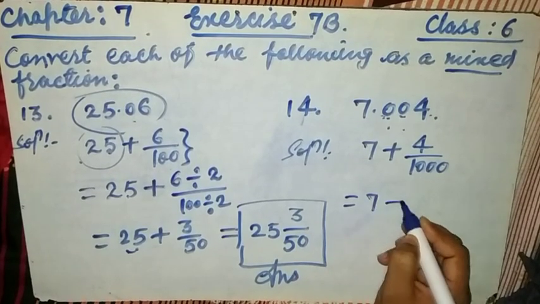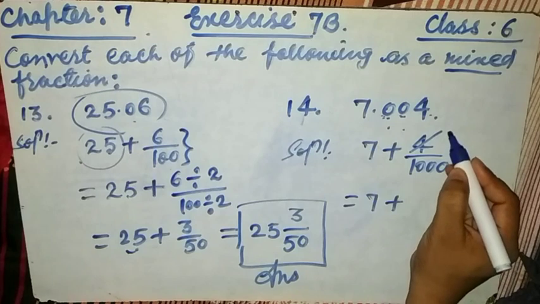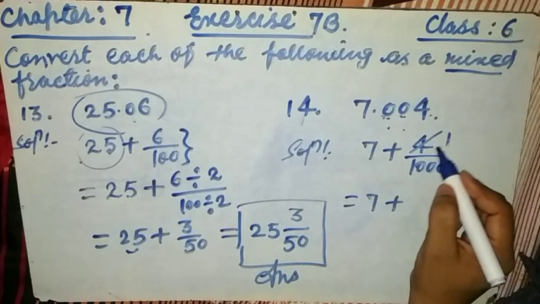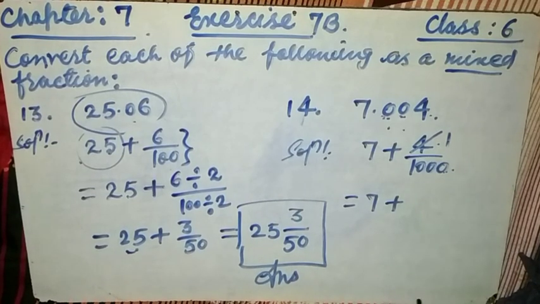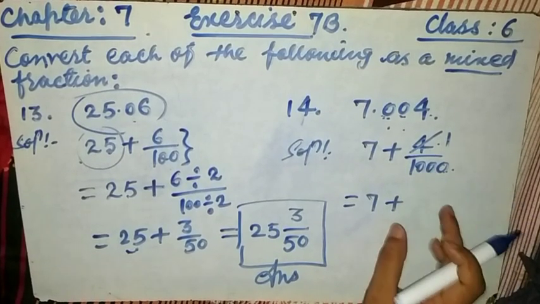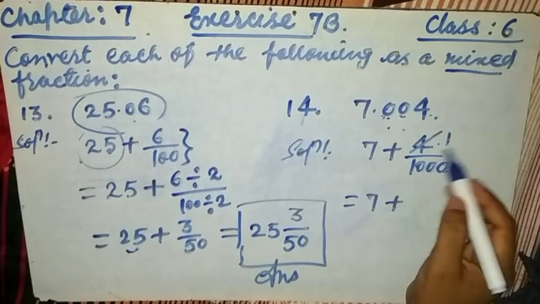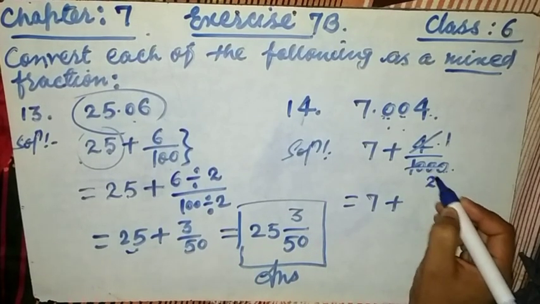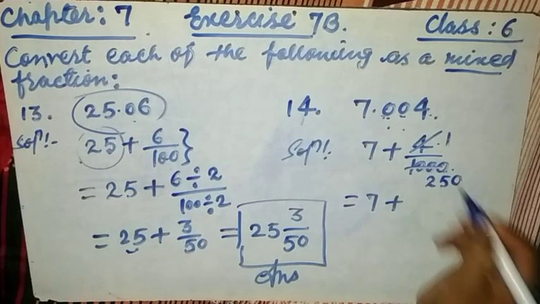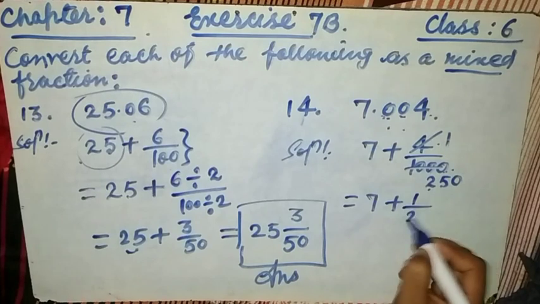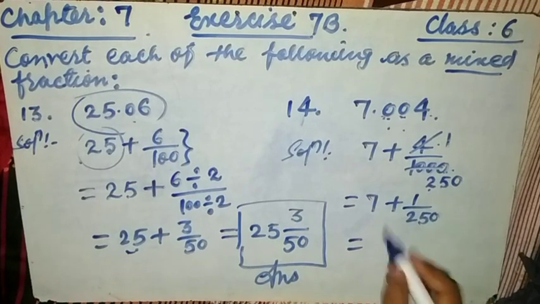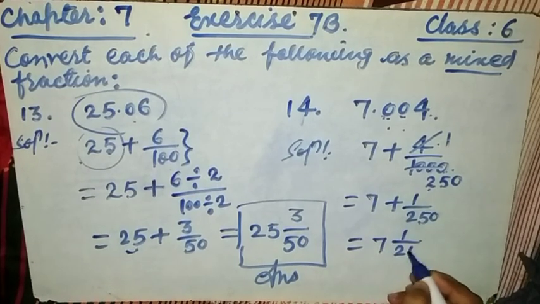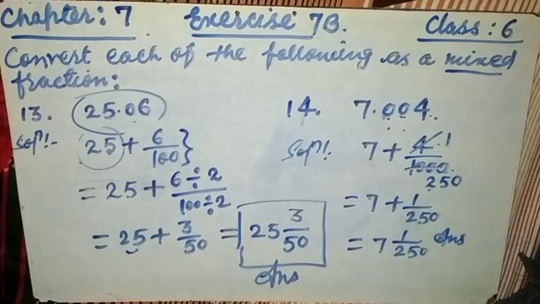So this is 7 as it is, plus 4 by 1000. Either this could be divided by 4 and this also by 4, or these two numbers 4 and 1000 get cancelled by 4, because we are going to make the simplest form of the fraction, then we can combine it as a mixed fraction. So 4 divided by 4 is 1, and 1000 divided by 4 is 250, so 1 by 250. Have a look friends, this is a natural number and a proper fraction, and this could be written as 7 1 by 250. This is your answer. This is called the mixed fraction.